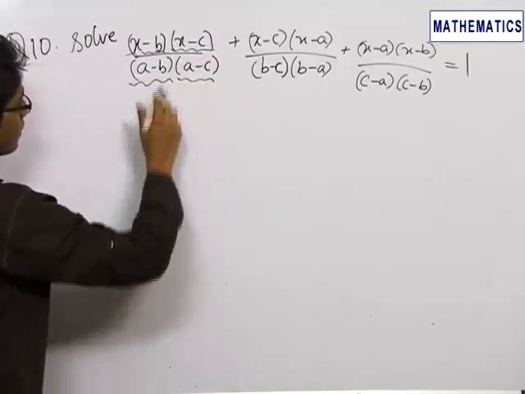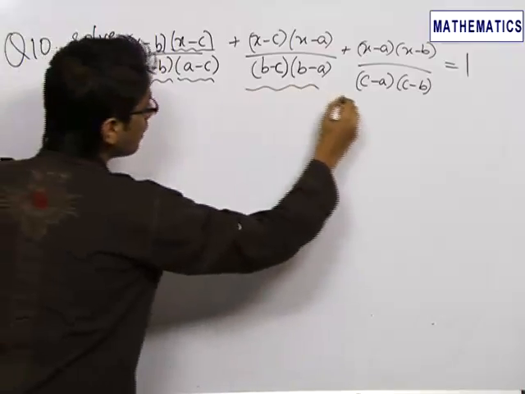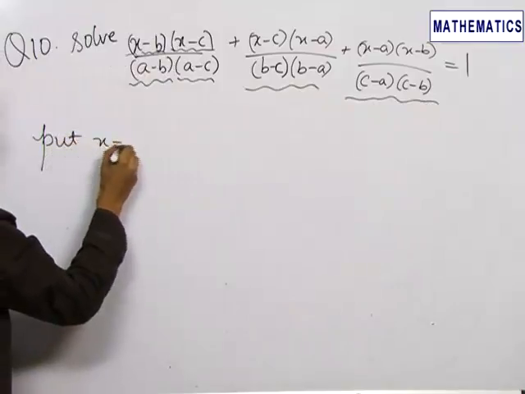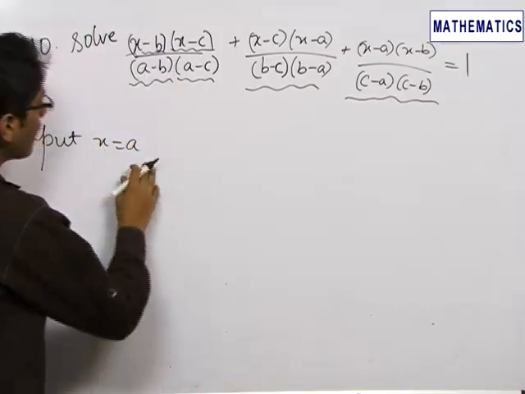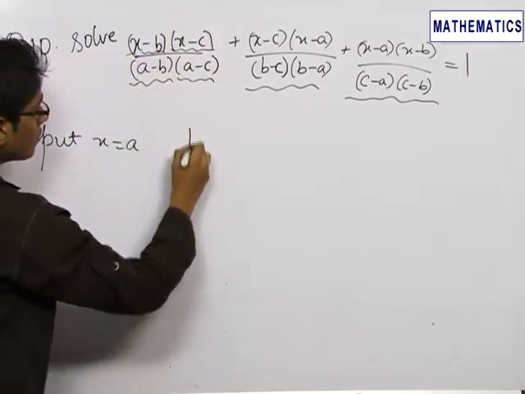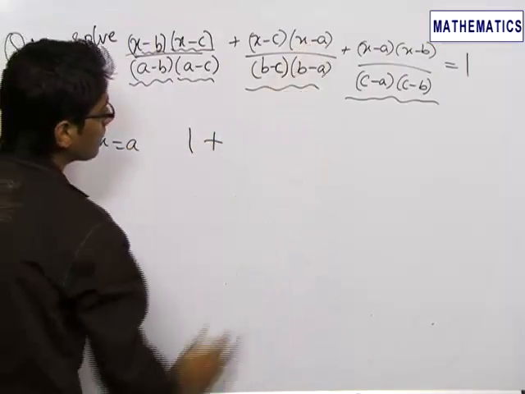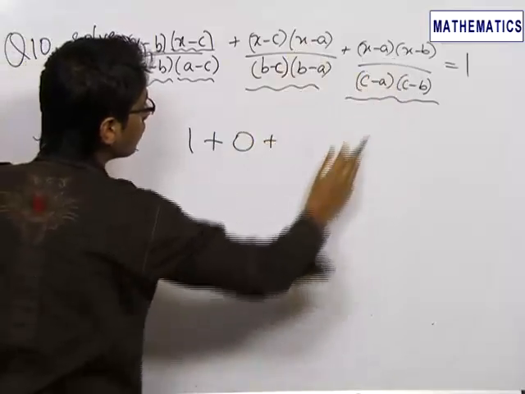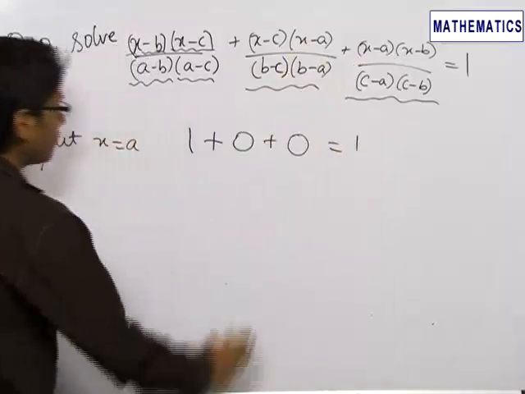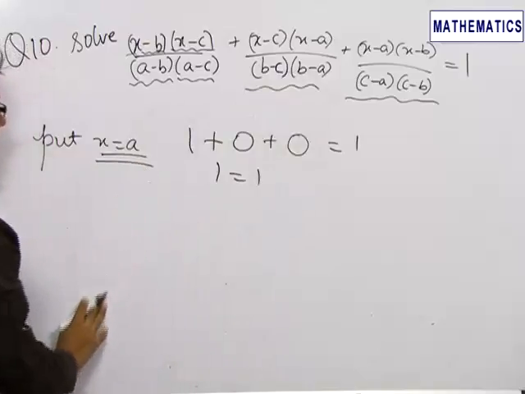We see the numerator changes to the denominator just by putting x equals a, and similarly in the two other terms also. So we put x equals a. On putting x equals a, this becomes a minus b into a minus c upon a minus b into a minus c, which is equal to 1, plus this becomes 0 since it has a factor x minus a, and this also becomes 0 since it also has a factor of x minus a, equals 1. We see 1 equals 1, hence this quadratic equation is satisfied by putting x equals a.